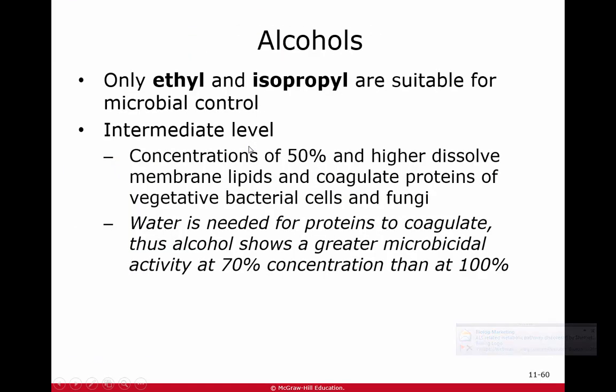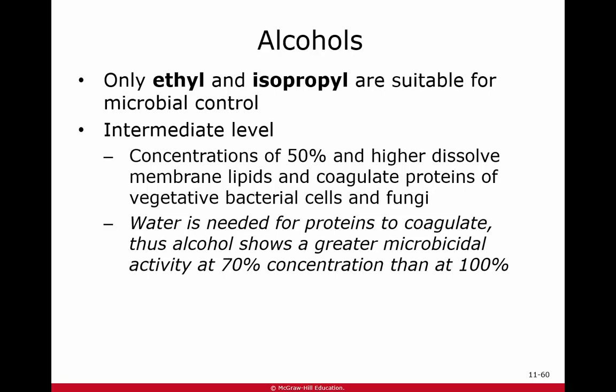All right, let's pick up with our chemical methods of control with our alcohols. Only ethyl and isopropyl are suitable for microbial control, and we consider these alcohols to be an intermediate level. Notice it says concentrations of 50% or higher dissolve the lipids in the membranes. Remember the phospholipid bilayer, and they coagulate proteins.